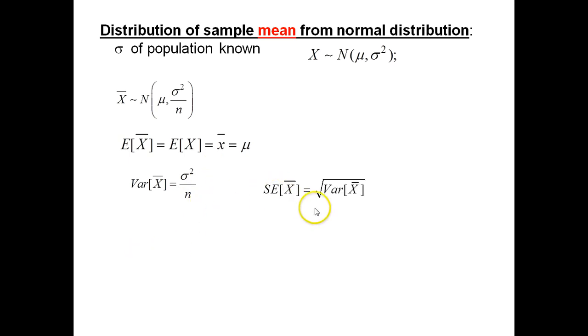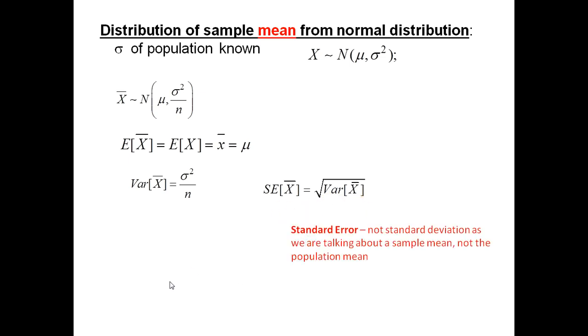So the standard error would be the square root of the variance. Now it's called a standard error, not the standard deviation, as we're talking about a sample mean, not the population mean. So standard error is the square root of the variance.